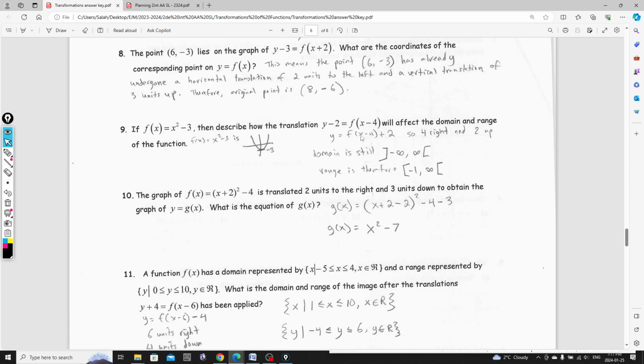Sorry, it will change horizontally, right? It's going to change 4 units to the right. It's going to shift your graph 4 units to the right. But what I meant to say is, is that going to really affect your domain? Is that going to change anything that's happening horizontally? Well, if you think about it, not really, right?